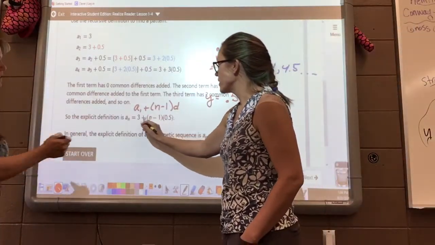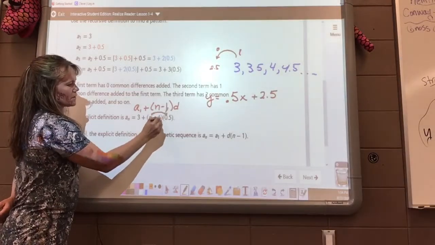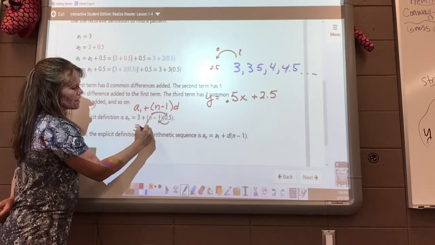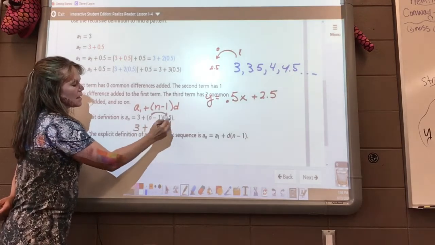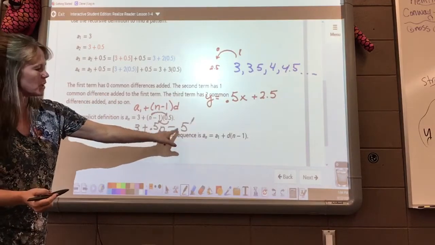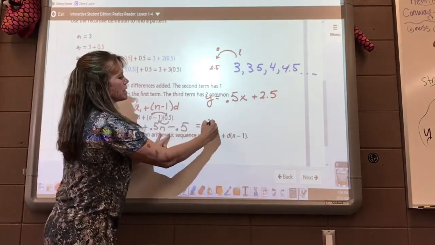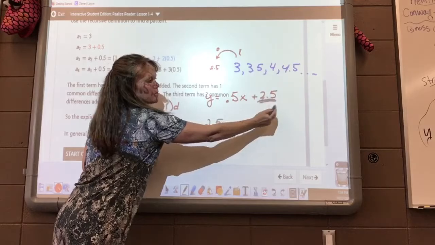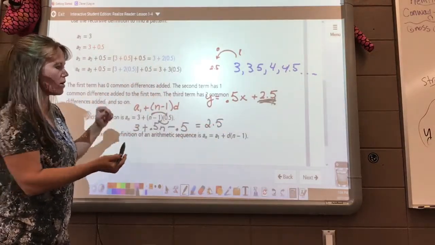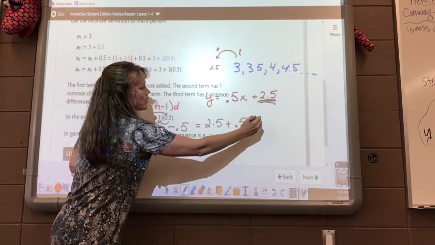But if we distribute this, we're going to take 0.5 times n. So 3 stays, plus 0.5n minus 0.5, right? Because this part came from distributing within the parentheses. 3 minus 0.5 is 2.5, right? That matched up with what I did too, because this is their way of going back a term from 0 and still keeping the slope, what we know the slope is.